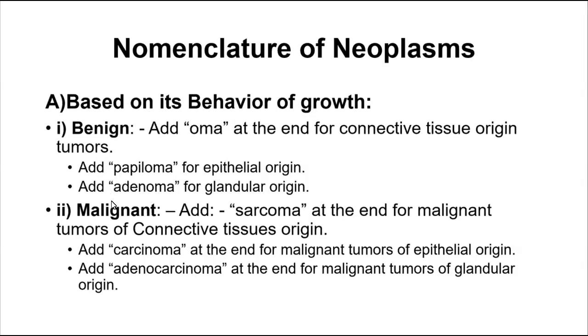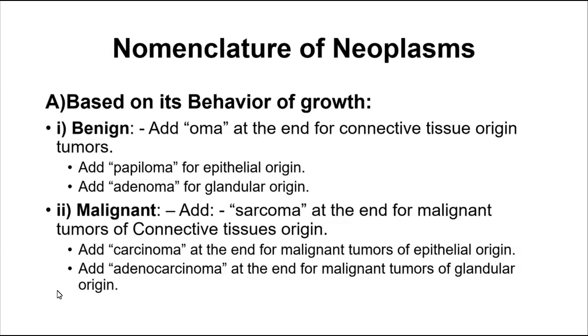Because with regards to adenoma, adeno kasi meaning yan gland. So oma is a benign. So if you join that one, adenoma, it is a glandular origin, but it is a glandular tumor but benign. And then in contrast to your malignant, you will add sarcoma or carcinoma at the end of the malignant tumor of connective tissue origin. And for carcinoma, add carcinoma at the end of the malignant tumor of epithelial origin. For example, add adenocarcinoma at the end of malignant tumor for glandular origin.